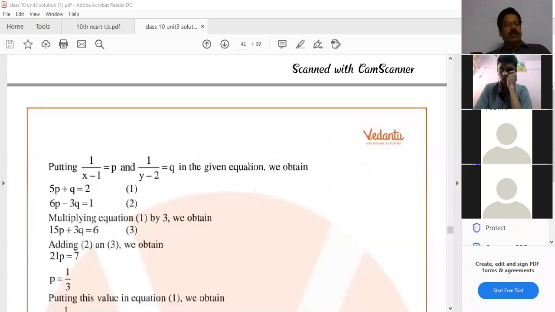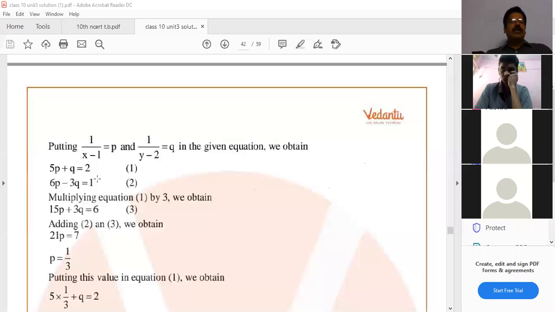1 by y minus 2 equal to q. So 5p plus q equal to 2 and 6p minus 3q equal to 1. Again, use the elimination method. Here q is there, in the second equation 3q is there. So multiplying equation 1 by 3, we obtain 15p plus 3q equal to 6. This is my third equation.